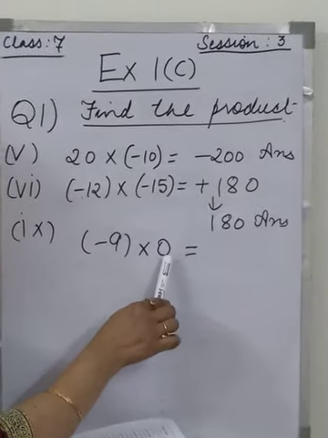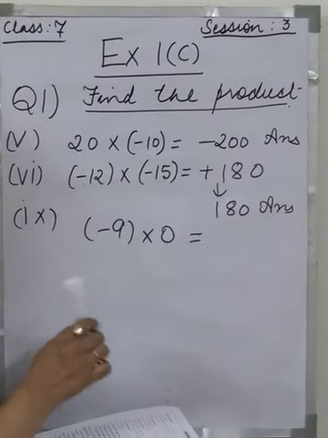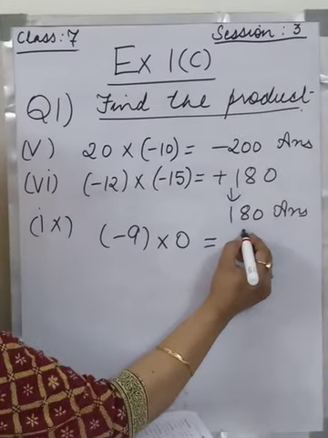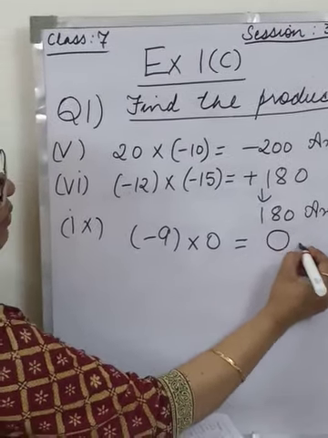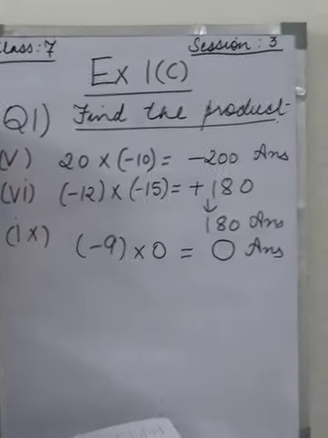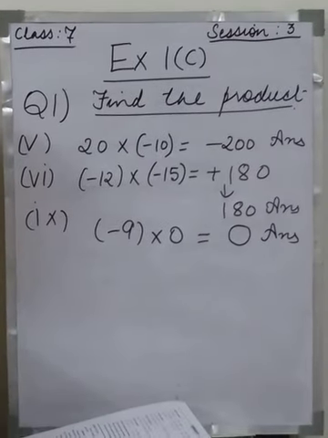But when we multiply any number with 0, we write 0. 0 is neither positive nor negative. So 0 has no sign, we write only the answer 0. Got it, children? This way you are going to do all the remaining parts of question number 1.